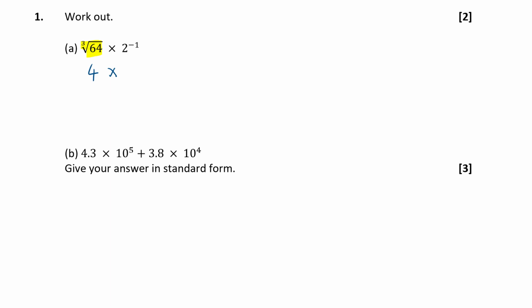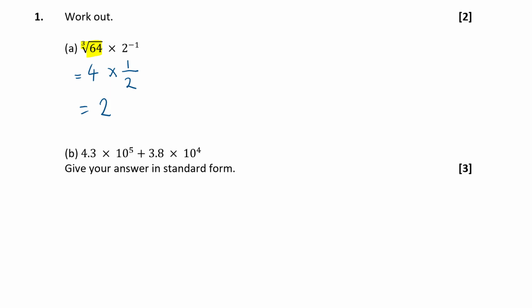And then a negative index means the reciprocal of, isn't it? So 2 to the power of negative 1 is just 1 over 2 to the power 1, which is just 1 over 2. So what we're being asked here is to work out 4 times a half. Half of 4 is 2. Simples.